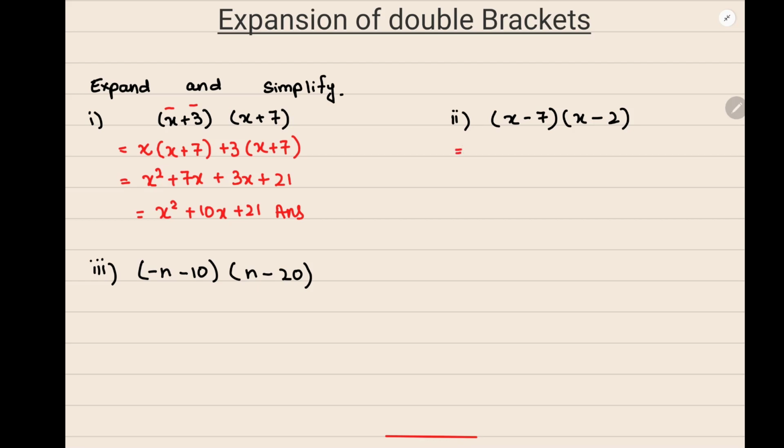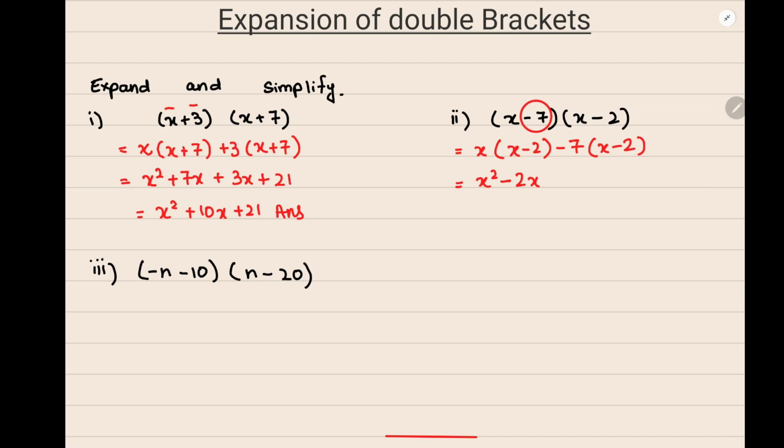Now for the second question, again, I'll go by the same method. x, then bracket x minus 2, and then minus 7, because the second split part is negative 7. You have to pick it with the sign, and then x negative 2.